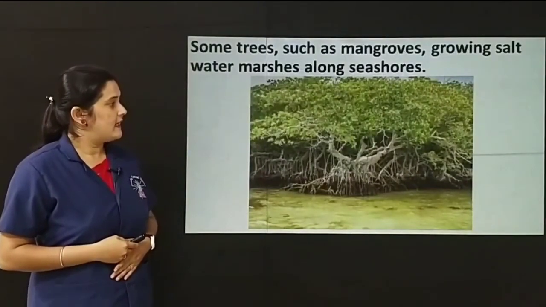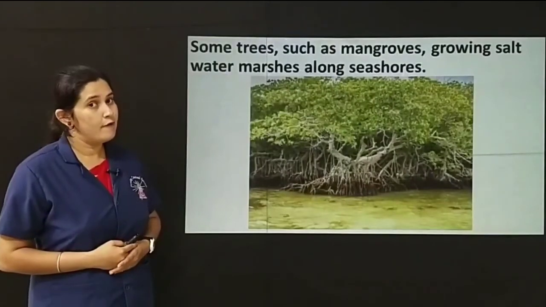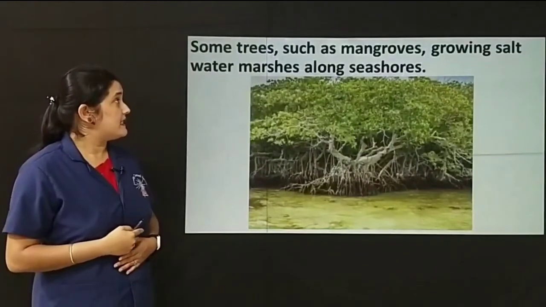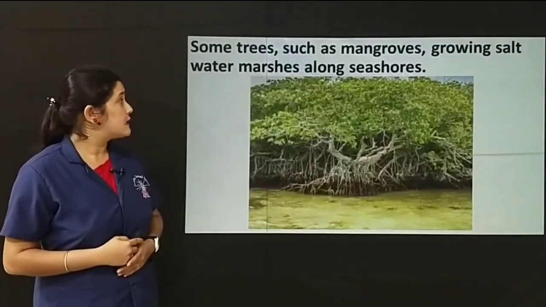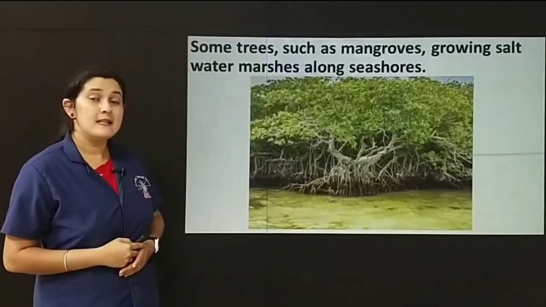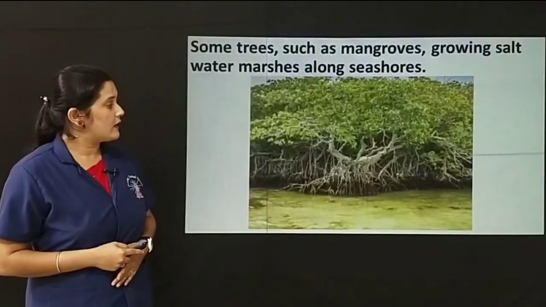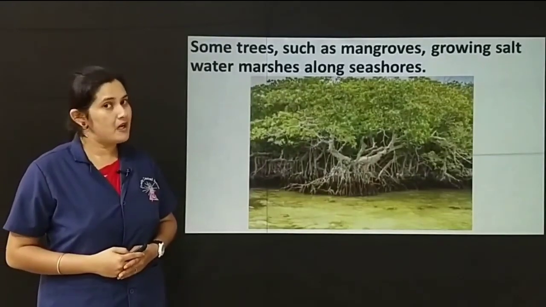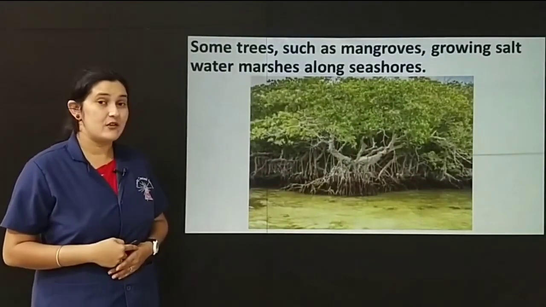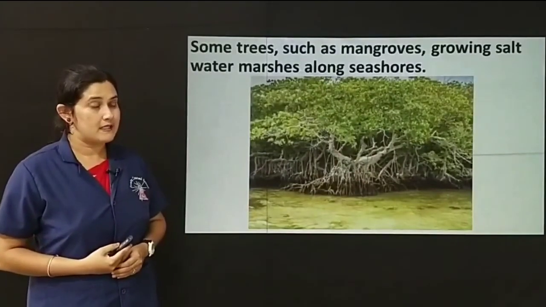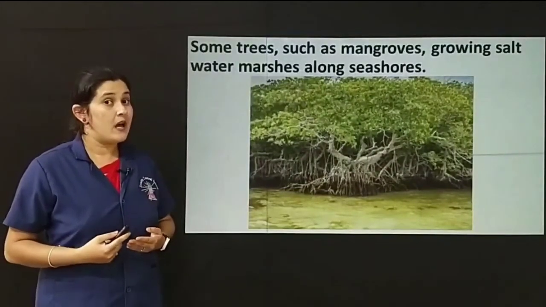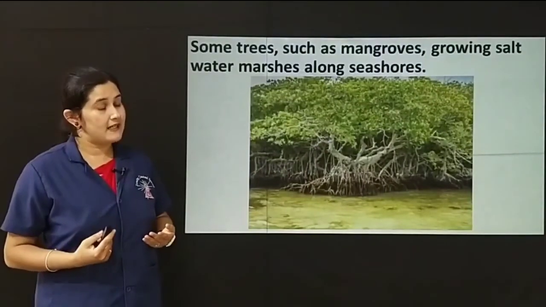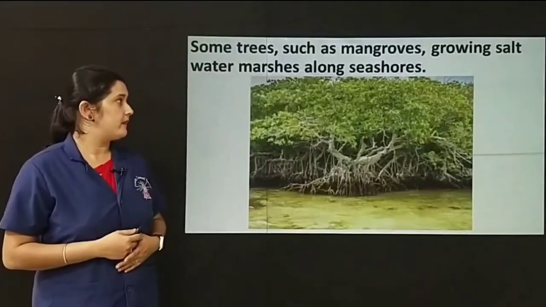Here you can see one of the examples of trees in marshy areas. Some trees such as mangroves grow in saltwater marshes along seashores. Here you can see the mangrove tree. This is a tree in a marshy area. You might have seen this tree along the water bodies, maybe in and around the islands in this region, that is in the Udupi region.